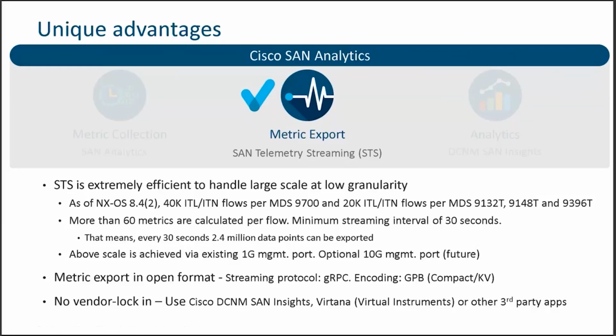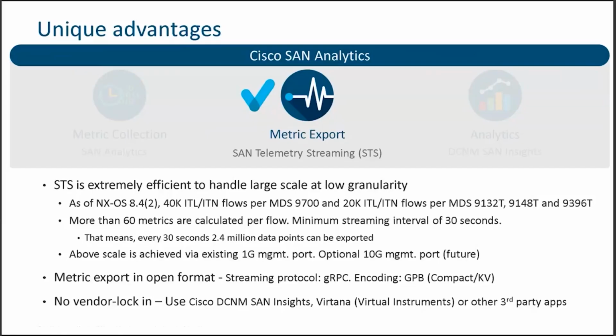Now, later I'll show you a demo. For demo purposes, let's say if you have a couple of thousand flows, you can export via KV format also. You don't have to go compact. But let's say you're talking about 40,000 flows being exported all the time with all the metrics, don't do anything but compact encoding, right? It's extremely important.